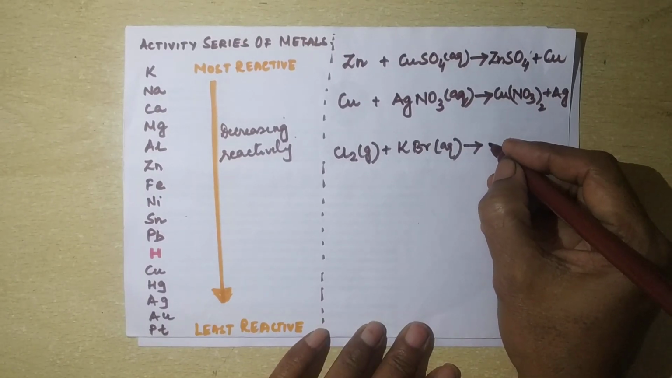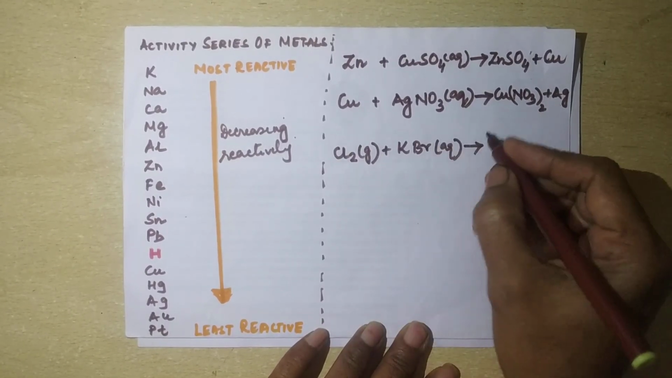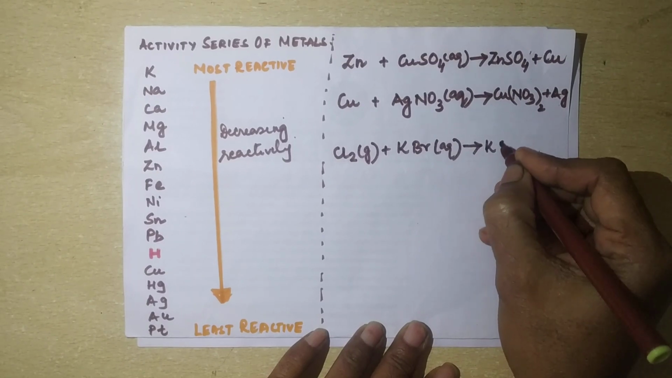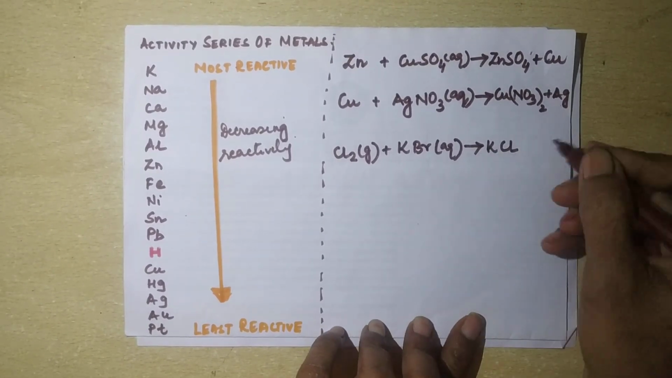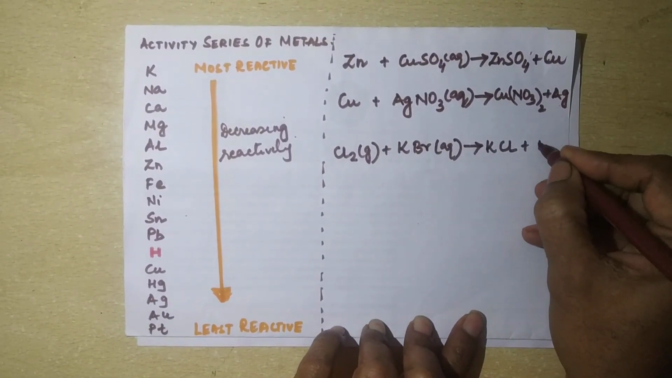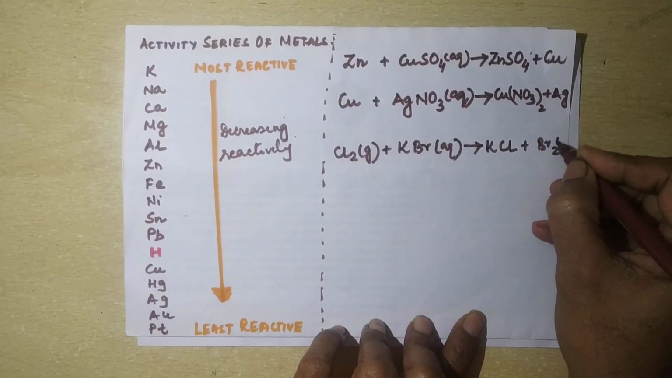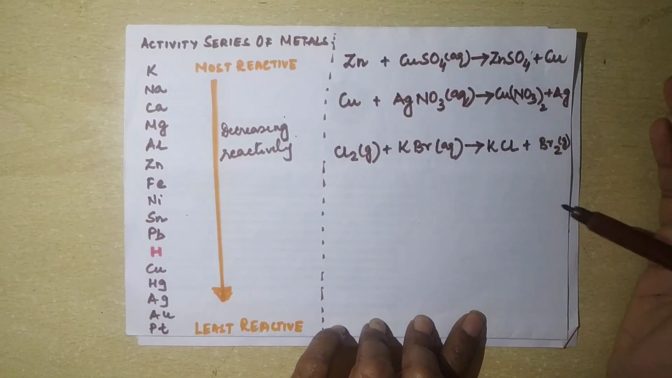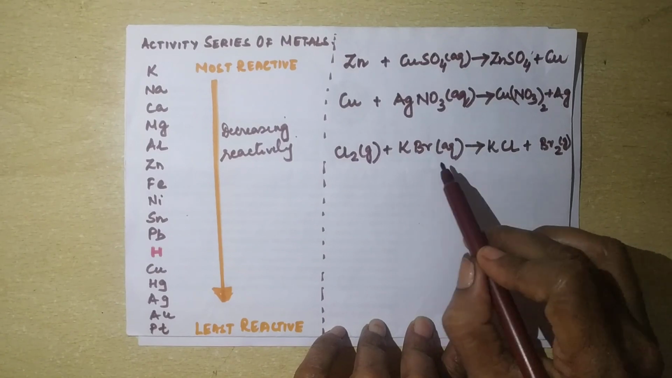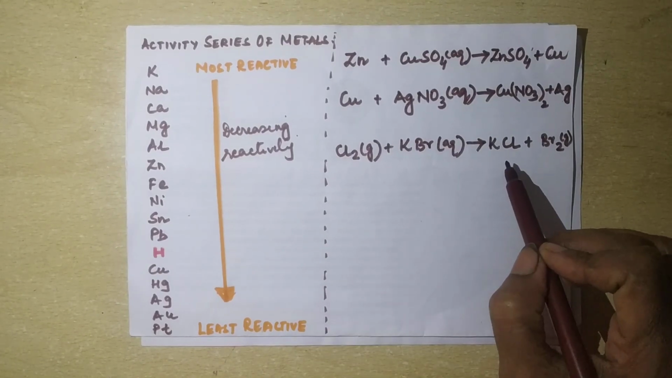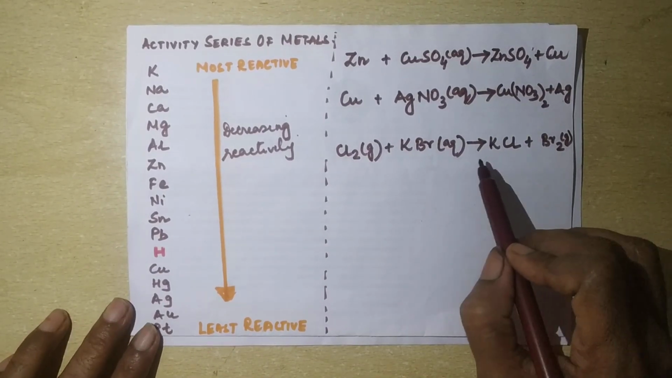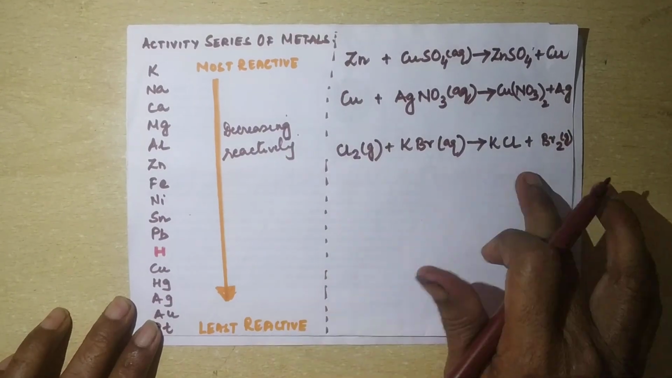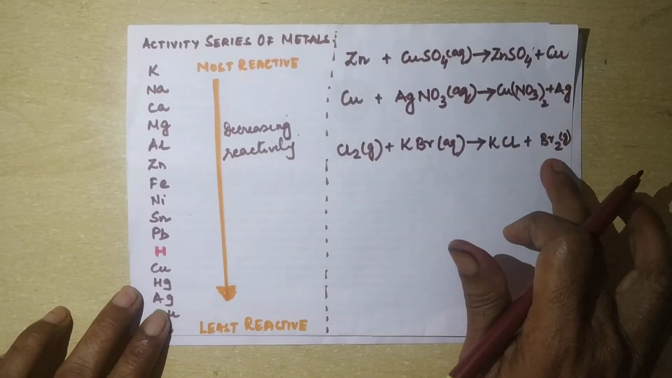Why? Because of the displacement. Chlorine is displacing bromine. So you get potassium chloride plus this reddish brown bromine gas is evolved. Because of this gas liberated, the color of the solution changes to slightly yellow or reddish brown. So this is also an example of displacement reaction shown by non-metals.